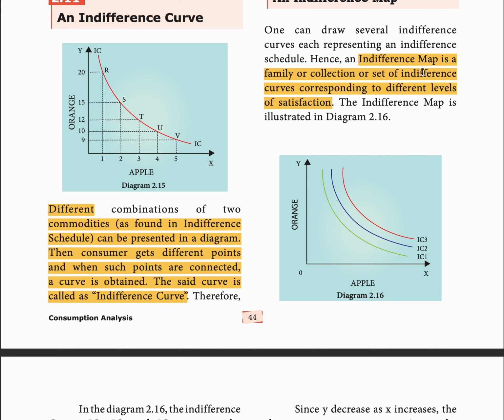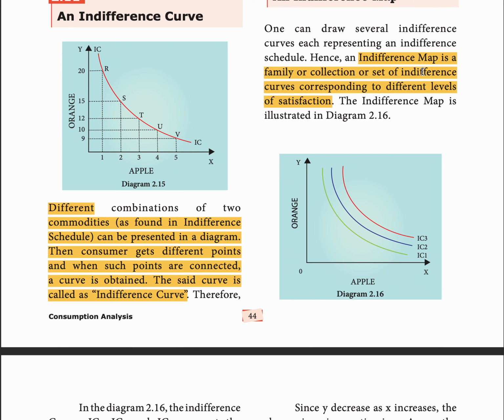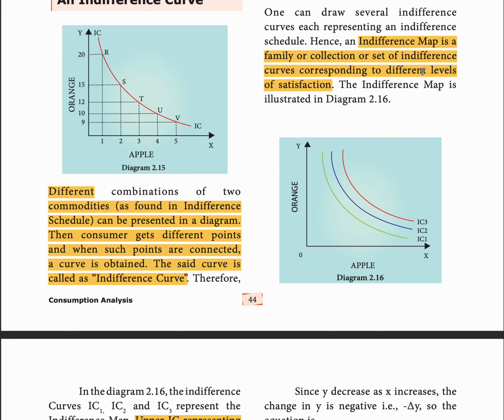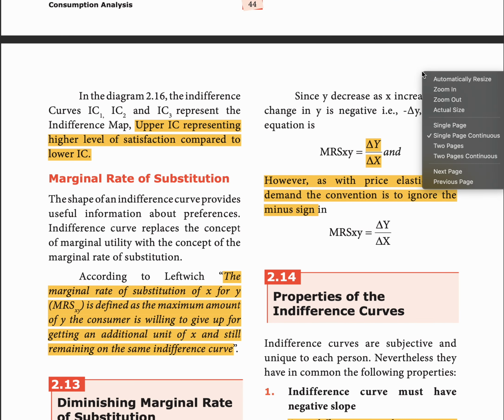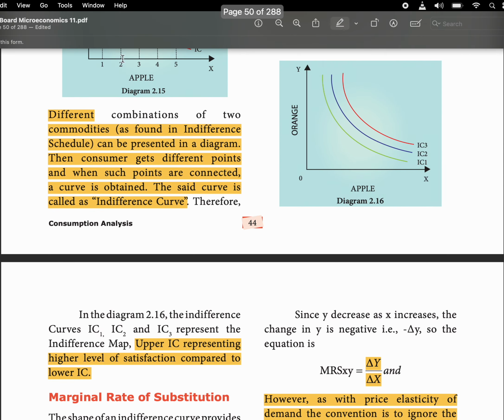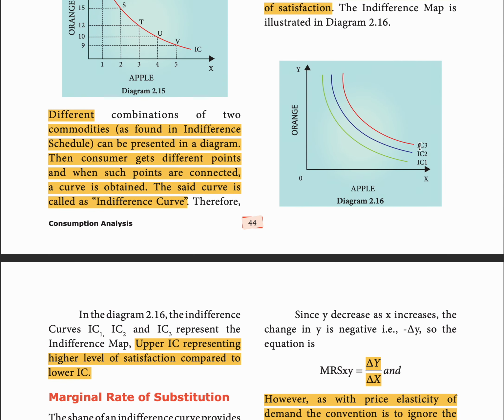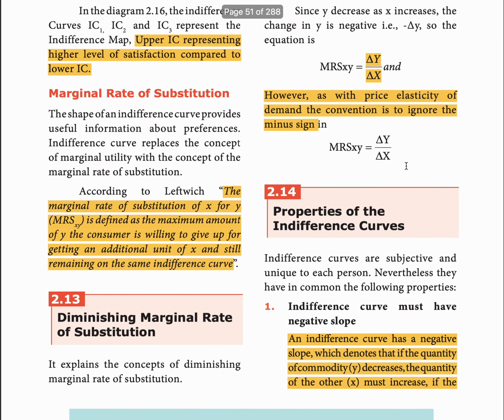An indifference map is a family, a collection or set of indifference curves corresponding to different levels of satisfaction. Okay, friends. Upper ICs represent higher levels of satisfaction compared to lower ICs. It means that IC3 gives more satisfaction than IC1, right?